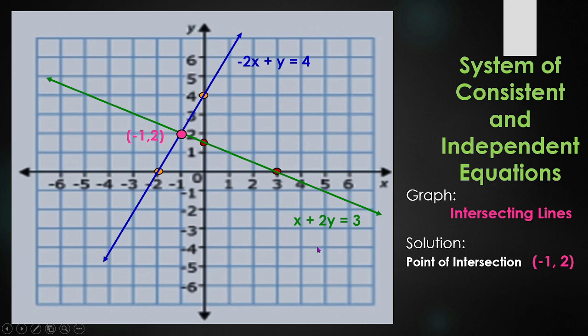So therefore, the solution of this system, x plus 2y equals 3, negative 2x plus y equals 4, is its point of intersection, negative 1, 2. So, if you will be asked, how many solutions does a system of consistent and independent equations have? Your answer is 1. And what again? What is that point? That is the point of intersection.